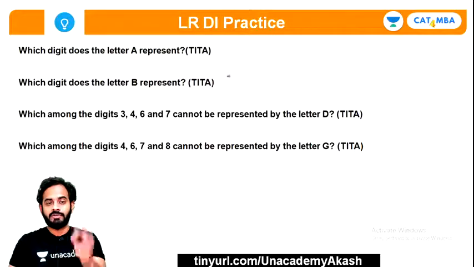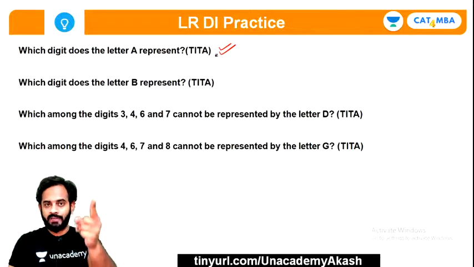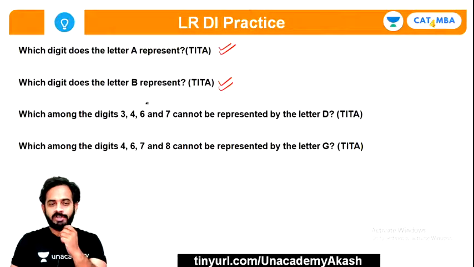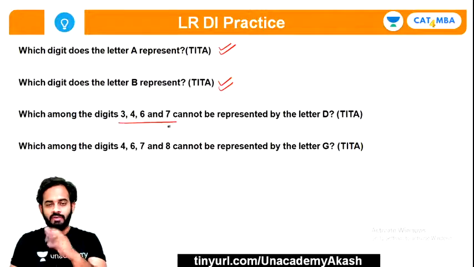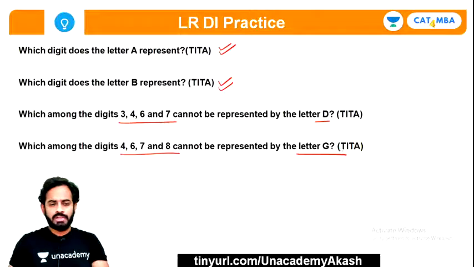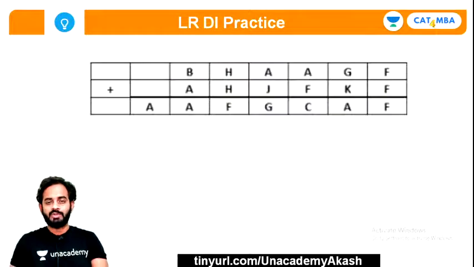Now, since I believe you have read this question and understood what kind of questions are asked, the first question is: which digit does letter A represent? You need to find the value of A first, and the value of B. These are the first two questions. The third and fourth questions are: which among the digits 3, 4, 6, 7 cannot be represented by letter D, and which among the digits 4, 6, 7, 8 cannot be represented by letter G. Fine. Now I'll show you this slide and try to solve this question.